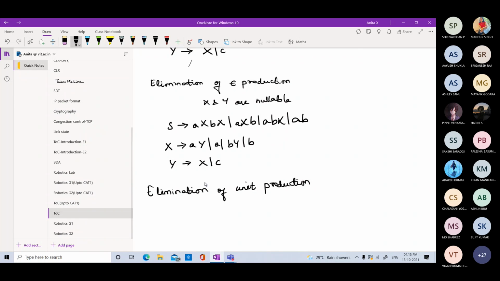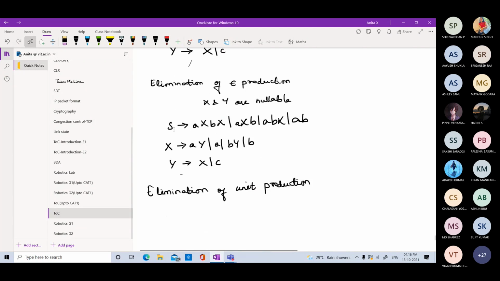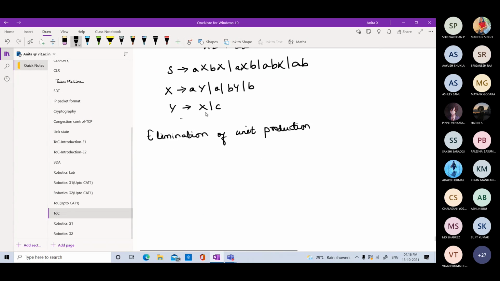Here we can start with eliminating the unit production. Which is the unit production here? Y derives X is the unit production. Please make a note: here A, B, C are the terminal symbols, X and Y are the non-terminals, and S is the start symbol. Elimination of unit production: Y derives X is a unit production.